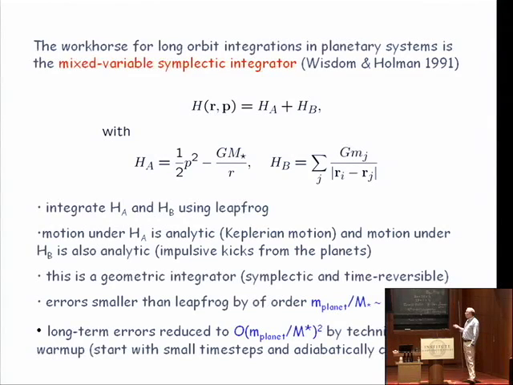The errors are smaller than ordinary Leapfrog with the split into kinetic energy and potential energy by a factor that's typically the ratio of the planet mass to the stellar mass. So it's a factor of 10 to the 4 or so in the solar system.